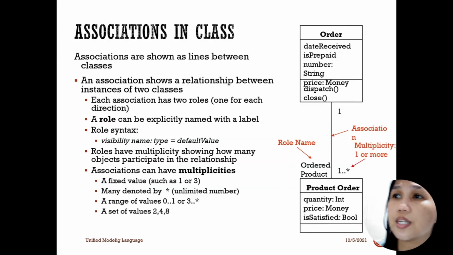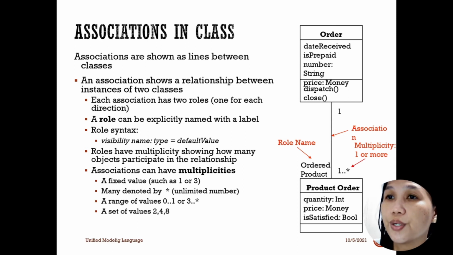Okay, association in class. Here we have a diagram on how to associate the classes. In our example, we have the class name order, and its attributes are date received and prepaid number, which is a string, and then its operation is money dispatch. Its associated class, with the role name order product, has quantity, the price, and then satisfied. As for the association multiplicity, it is one or more.